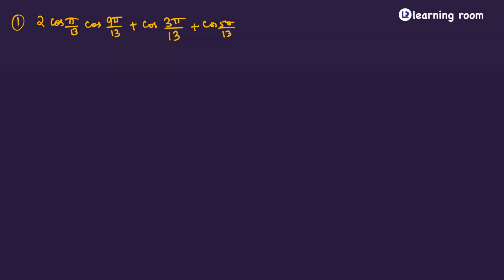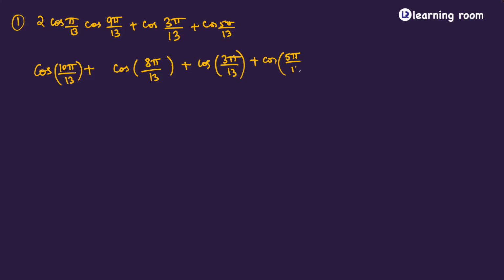Okay. If you look at the first term, I have 2 times cos into cos. So it can be obtained as a result of cos plus cos. How much is the angle we are supposed to write? First is the sum of the angles, that is 10 pi by 13, and the second is the difference of the angles, you get minus 8 pi by 13, but cos of minus theta is cos theta. So you get 8 pi divided by 13, plus cos of 3 pi by 13 plus cos of 5 pi by 13.